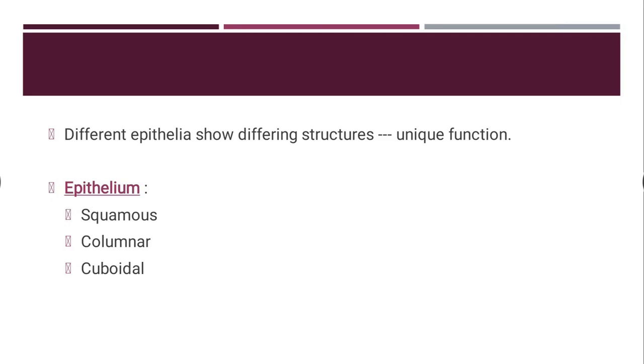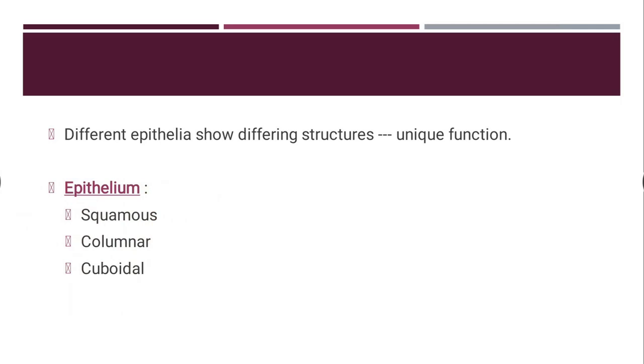Epithelia can be divided on the basis of the shape of the cells into squamous, columnar and cuboidal. As the name suggests, columnar epithelium consists of column-like cells or tall cells, and cuboidal epithelium consists of cube-like cells. Squamous epithelium consists of thin, flat cells.